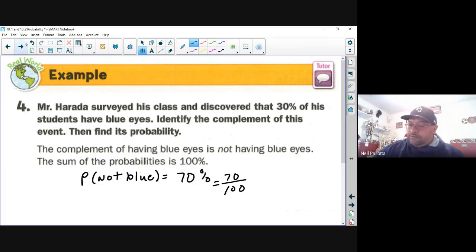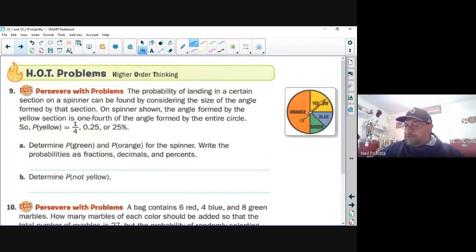All right? Let's move on to our next page. Okay. Let's see. The probability of landing in a certain section on a spinner can be found by considering the size of the angle formed by that section. On the spinner shown, the angle formed by the yellow section is 1/4 of the angle formed by the entire circle. So the probability of yellow would be 1/4, or 25 hundredths, or 25%.